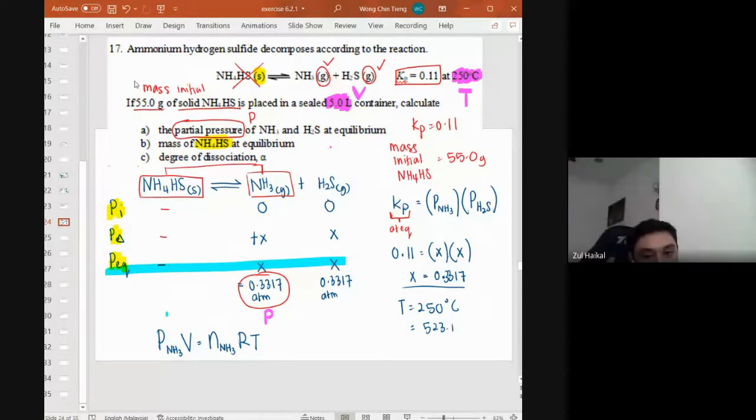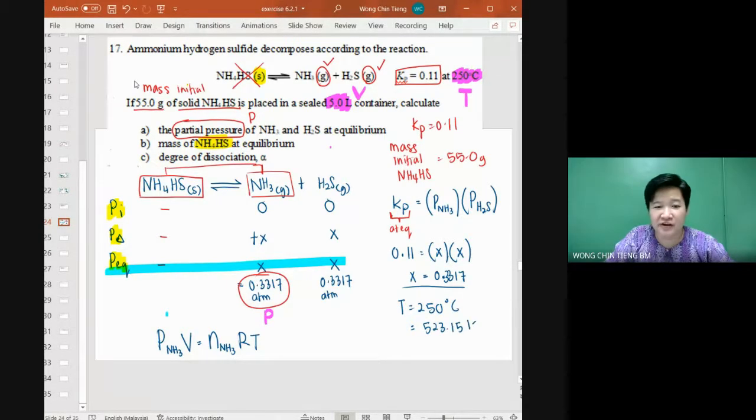523.15. Zul say 523.15 Kelvin, and yes, is correct. Volume over here 5 liter. Use your PV equals to nRT, masukkan pressure 0.3317. Volume over here is 5 liter. Number of mole is the one that we are looking for.